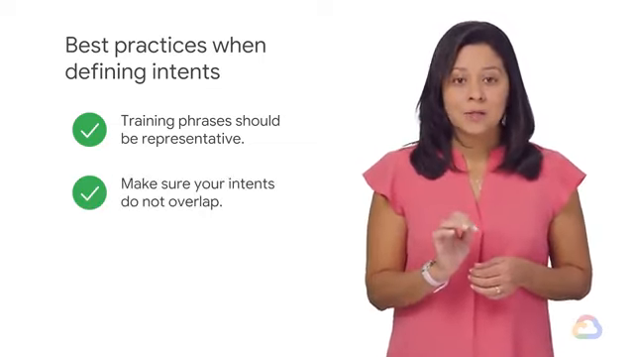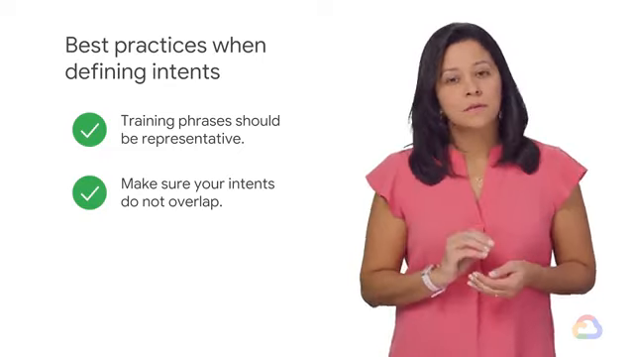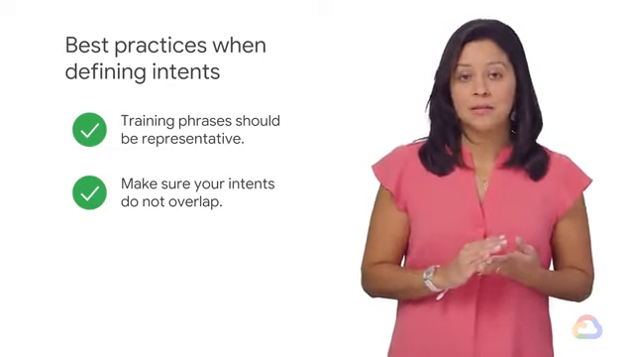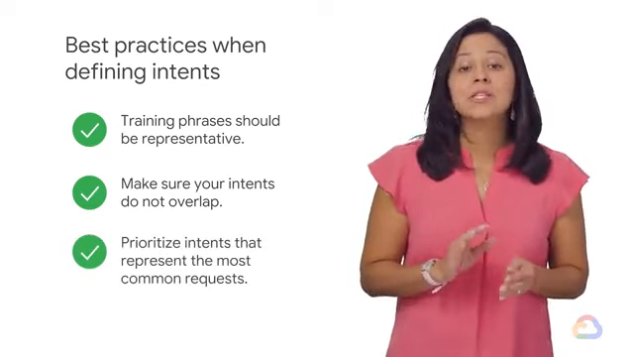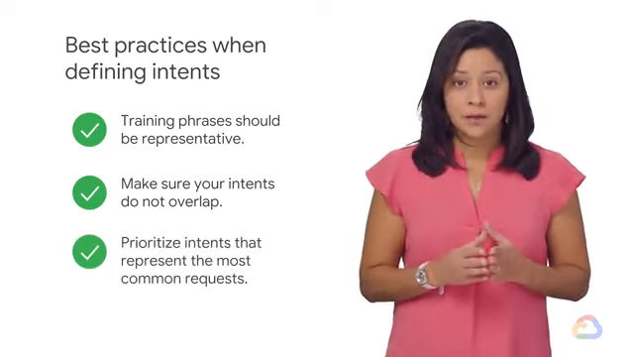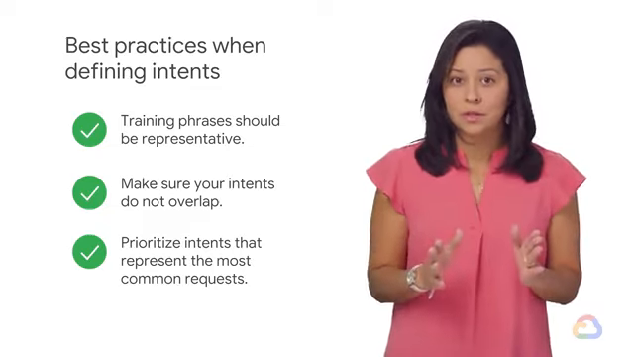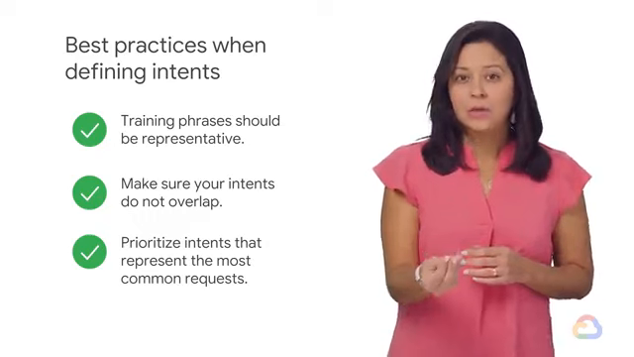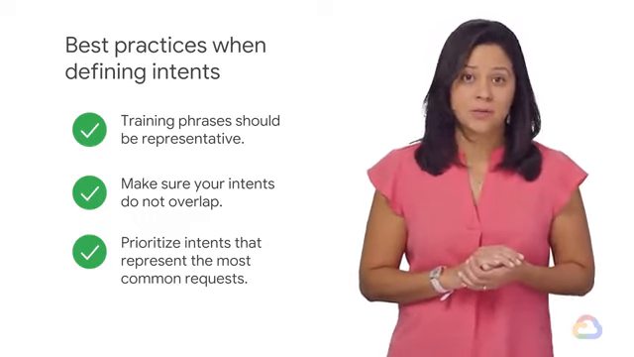Another important aspect is to keep your intents non-ambiguous. That means avoiding situations where similar requests are mapped to different intents within the agent. It is always a good idea to start the development of your agent focused on addressing the most common requests from the user. This will allow the application to quickly take advantage of the ability of the agent to address users' requests.